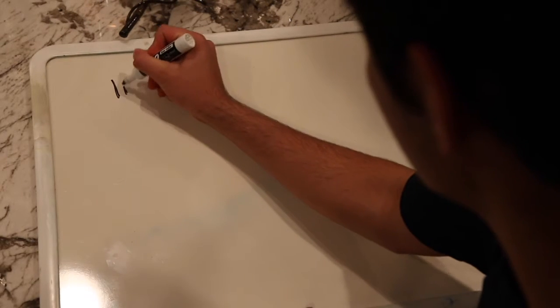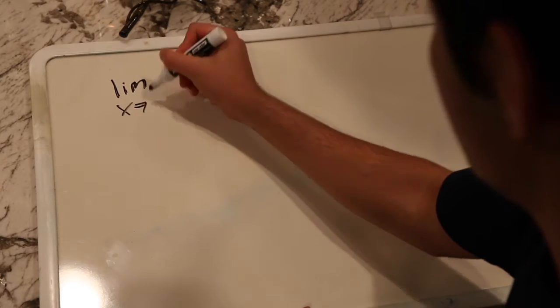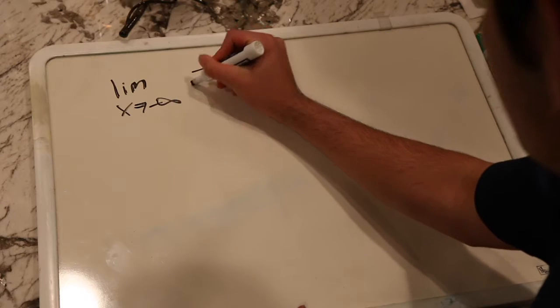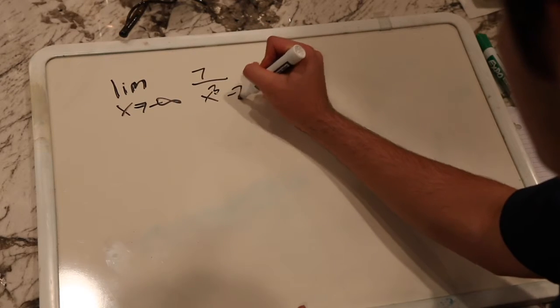Today's lesson is going to be on limits as x approaches infinity and negative infinity. So let's start off with doing some problems. The limit as x approaches negative infinity of 7 over x cubed minus 20.